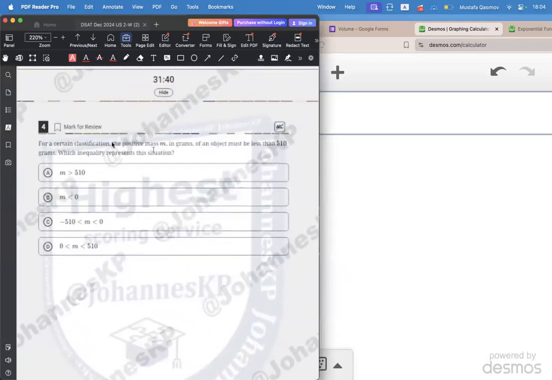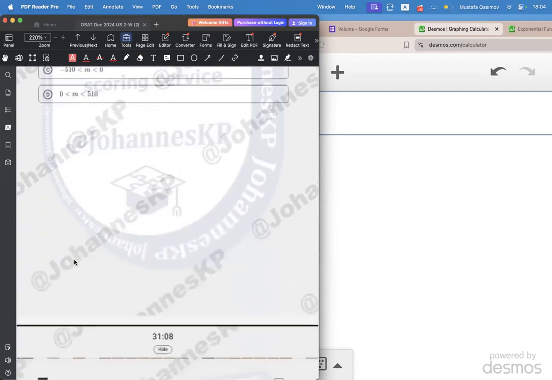For a certain classification, positive mass M, object must be less than 510. So D. It is less than 510.